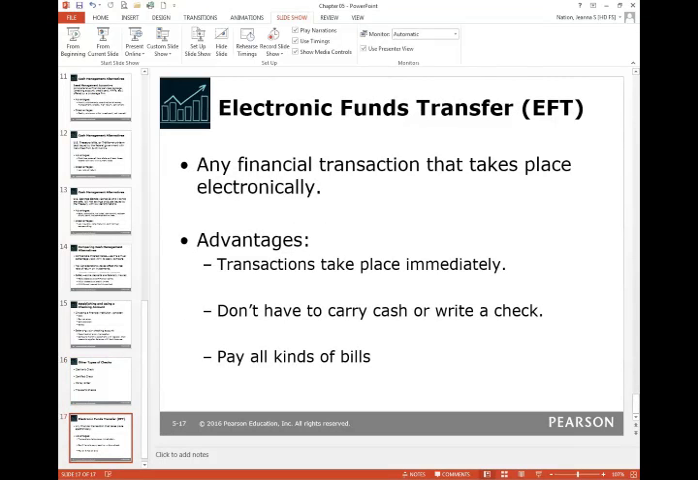Electronic fund transfers are very, very popular now. Almost all financial institutions do allow EFTs, which are basically any electronic transaction that either pulls or puts money into your account. Typically, the transactions take place immediately. They're not deferred. This allows you to not carry cash or checks, and you can pay your bills with it. Some examples would be ATM transactions, which are EFT transactions, and all debit and credit card transactions.